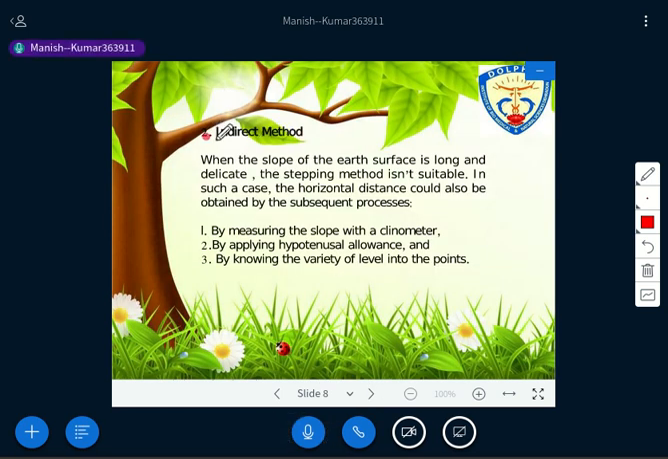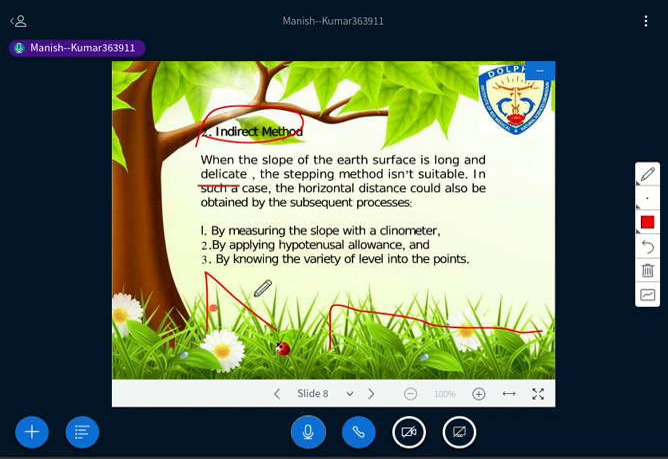Now the indirect method. Here again, one thing you first need to understand: you use the stepping method if the slope is steep. But if the slope is not steep but it is long and gentle, it means there is no extreme steepness, but the surface is long. In the first case, the stepping method's slope may be like that. But for this indirect method, slopes may be like that, right? Not steep, but long and gentle. So where you can't use the stepping method, how are we supposed to take the horizontal equivalent then?